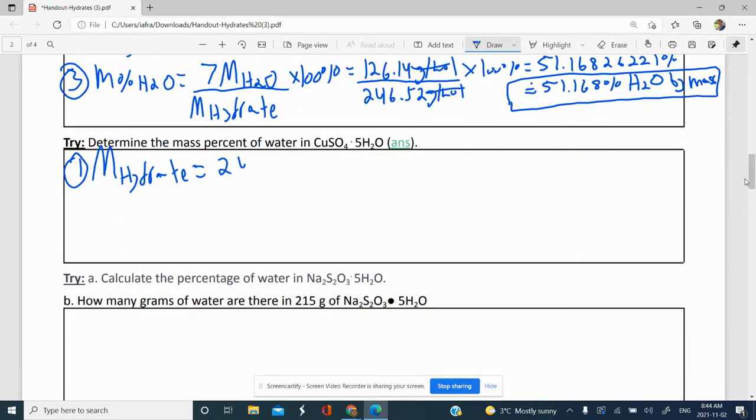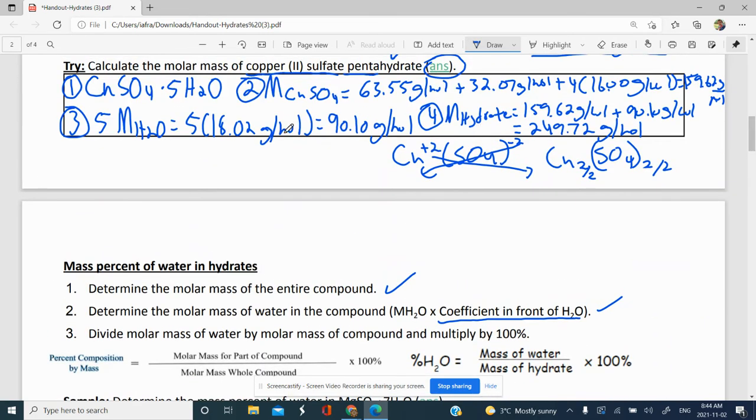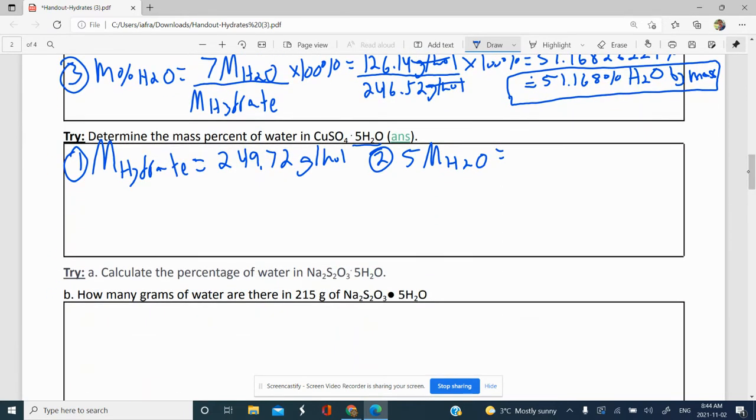So we have 249.72 grams per mole. The molar mass of water, so 5 times the molar mass of water, because there's 5 waters in it, is 5 times 18.02, which is 90.10 grams per mole. So 90.10 grams per mole.